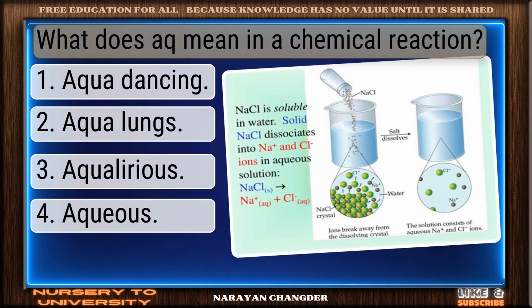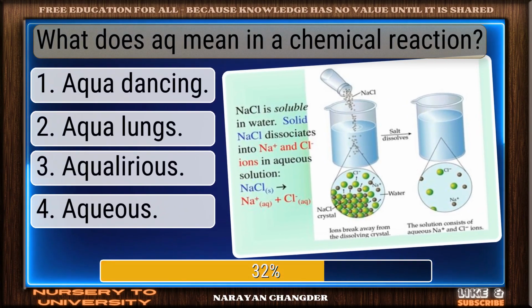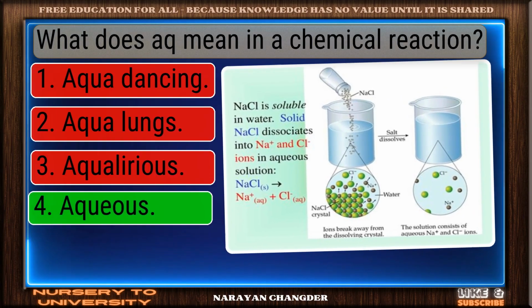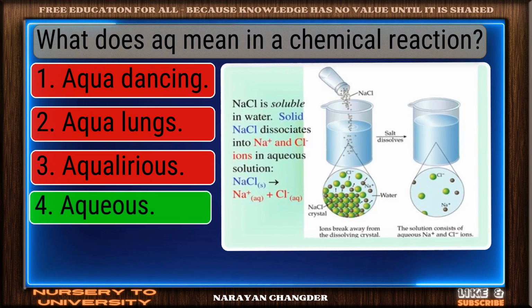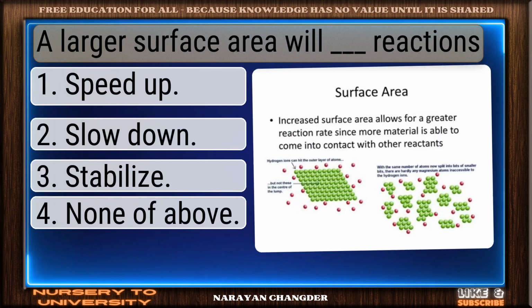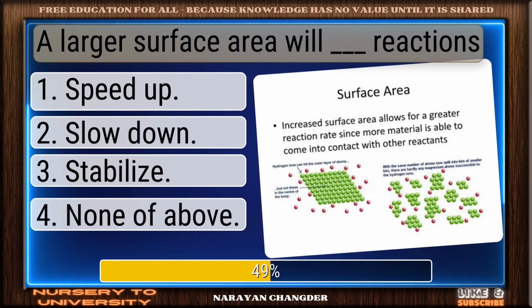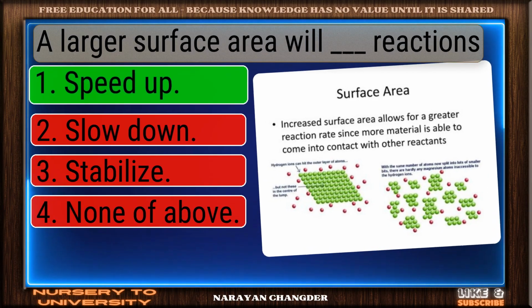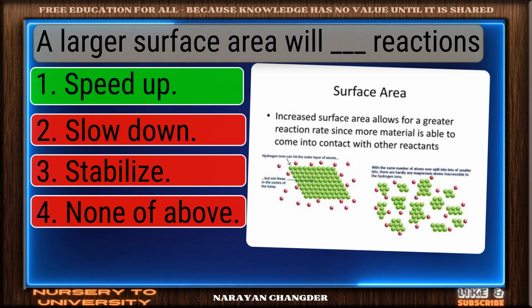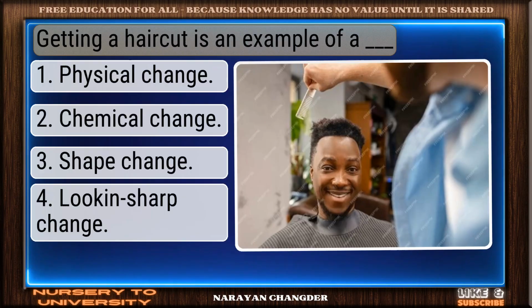What does Ac mean in a chemical reaction? Great thinking. Aqueous is the right choice. A larger surface area will dash reactions. Clear logic. Your choice speed up is sound and 100% true.